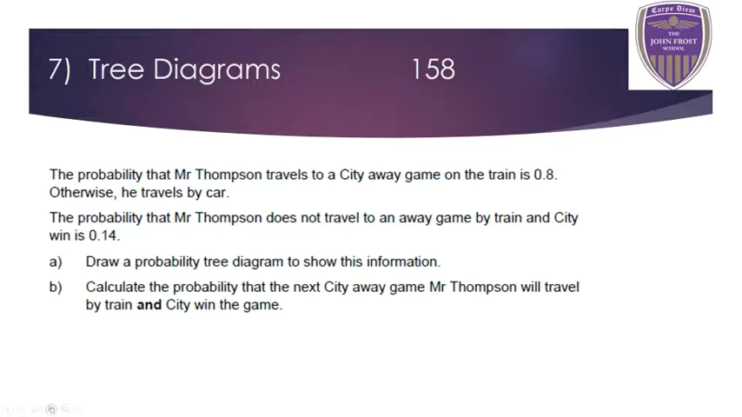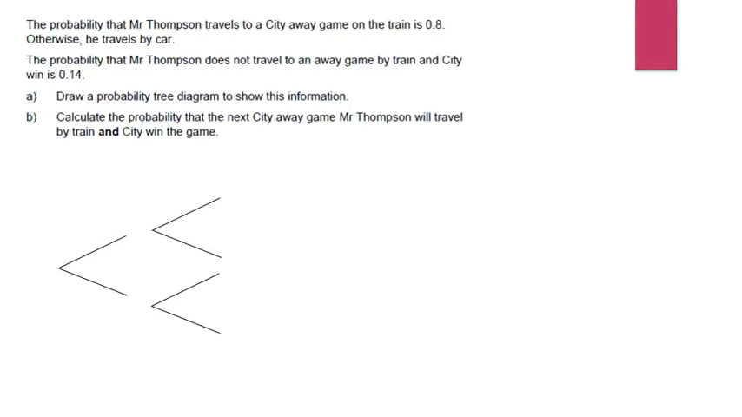Okay, tree diagrams then. It's always best to draw a diagram on these type of questions, although they'd usually be drawn for you. So, Mr. Thompson then travels to a city away game on the train. The probability of that is 0.8. Otherwise, he travels by car. So he either goes by train or he goes by car. The probability that he does not travel to an away game by train and City win is 0.14. We are being asked to draw a probability tree diagram to show this information.